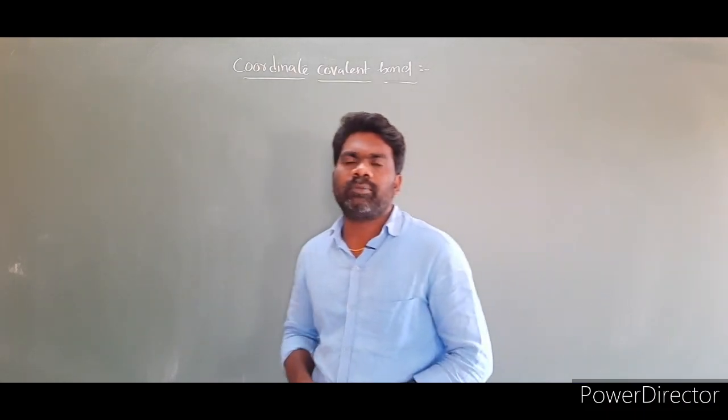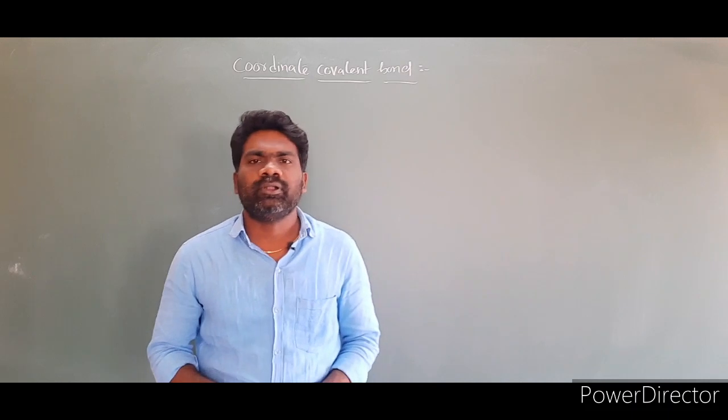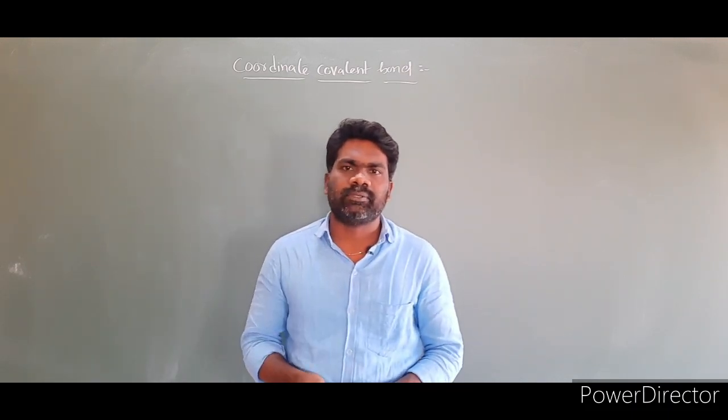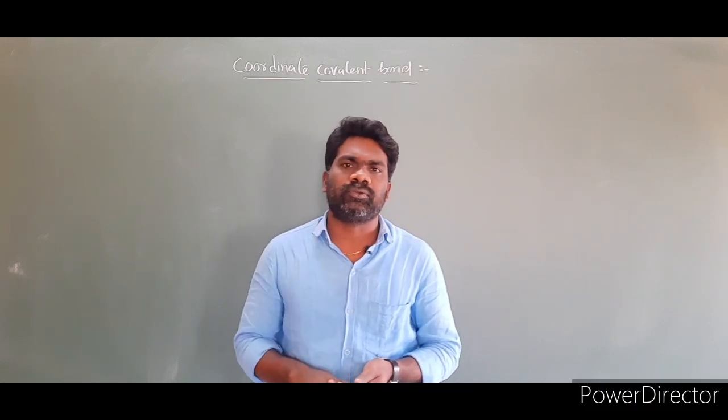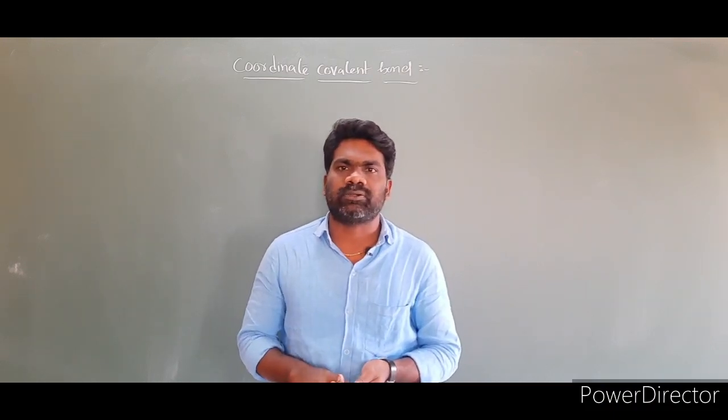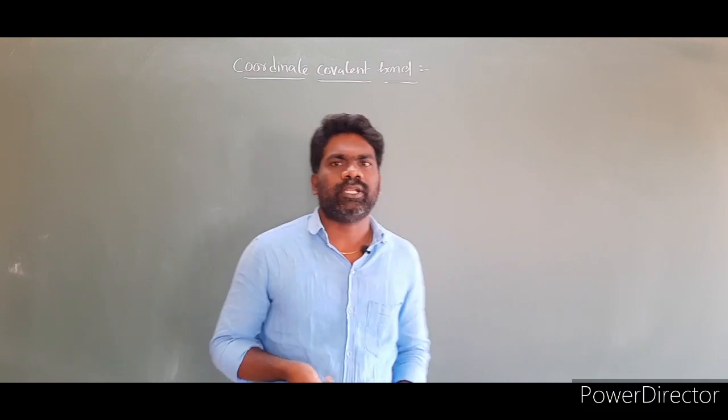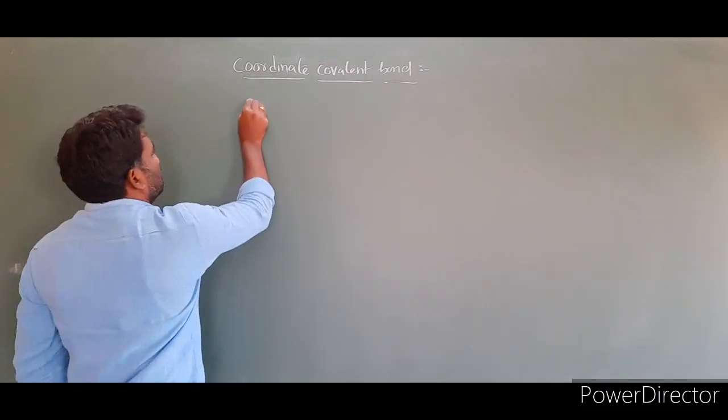The coordinate covalent bond is defined as the bond formed between two atoms by sharing of electron pair, which is contributed by one of the two atoms. Such type of bond is called as a coordinate covalent bond. Let us read the sentence.